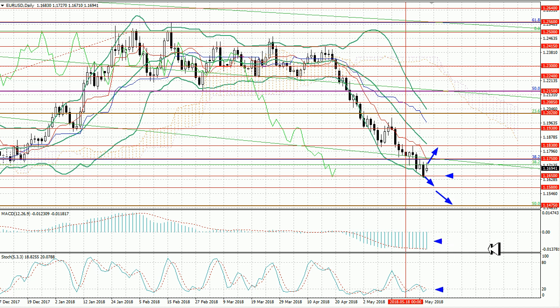As for the fundamental releases, the publication of May statistics from the US labor market as well as the data on the consumer price index in the European Union can have a big impact on the movement of the pair during this week. Generally, the continuation of decline is possible unless the price breaks through the level of 1.1750.